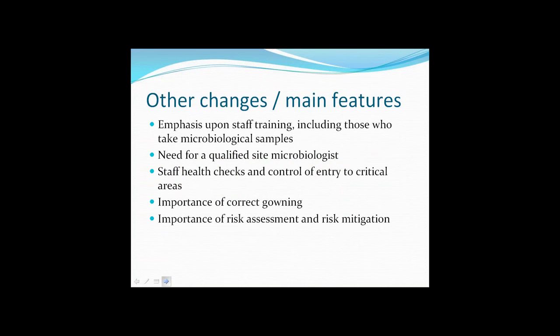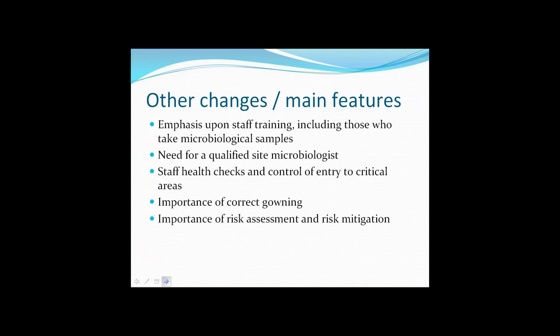Other things in the USP chapter that are perhaps more minor but equally important. There is a strong emphasis upon staff training, particularly those who take microbiological samples, and they need to go through some microbiological awareness. So if this is an activity which is delegated to production staff, then the quality department should make sure that these staff have a good level of training. It also states that there's a need for a qualified site microbiologist to be based on every site. So that may come as a relief to some of you listening.